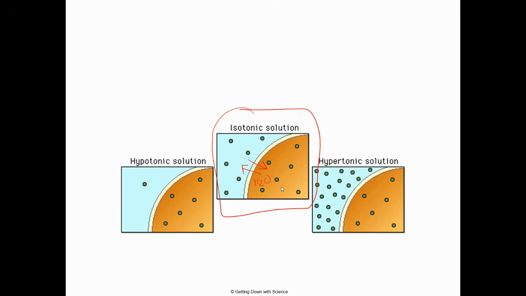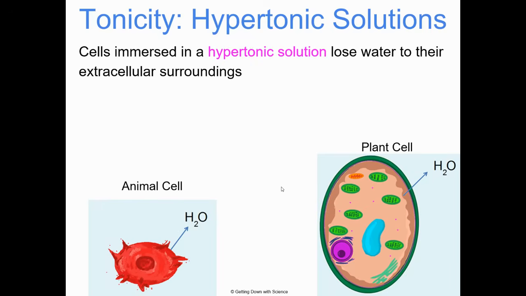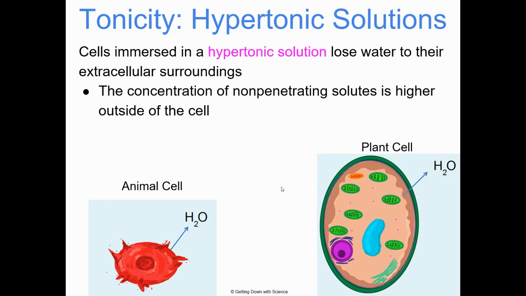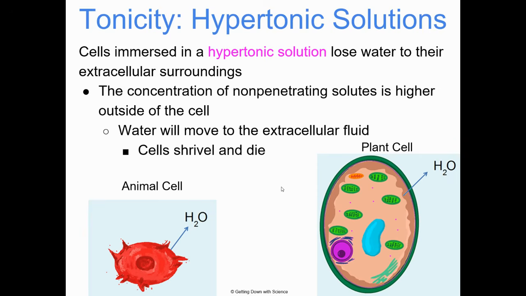Next, let's go ahead and look at a hypertonic solution. So cells immersed in a hypertonic solution lose water to their extracellular surroundings. And that's because the concentration of those solutes that can't go through the plasma membrane are higher outside of the cell. So this means water will move to the extracellular fluid. And for both animal and plant cells, the cells will shrivel, and they have the potential to die depending upon how extreme of a hypertonic solution it is or how long they're in the hypertonic solution.